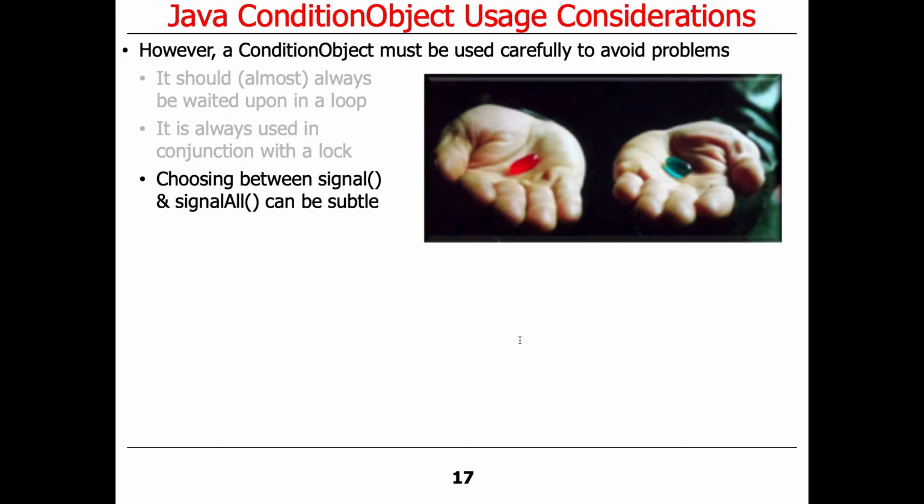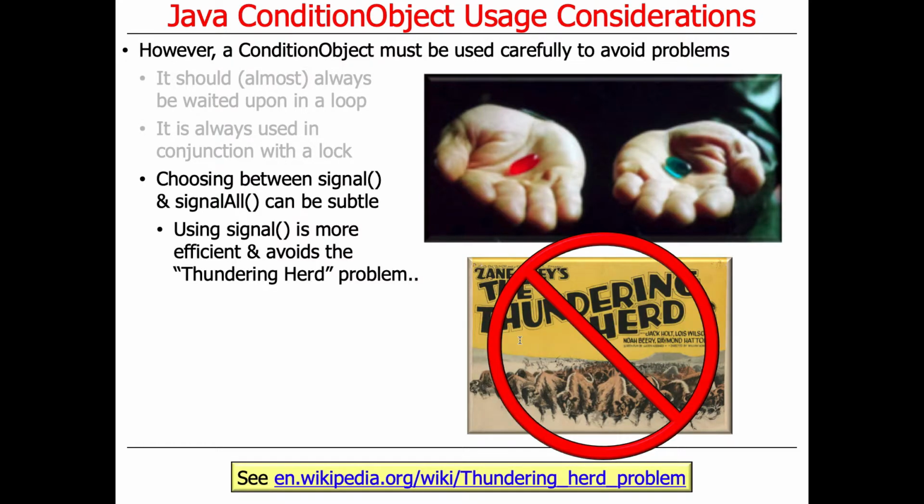Another really tricky thing that comes up all the time is, should I use signal or should I use signal all? Now, this is actually a very complex question. As a general rule of thumb, try to use signal if at all possible, because it's much more efficient. It's just going to wake typically one other thread up rather than waking all the threads up, which is what signal all does. And therefore, it avoids the thundering herd problem, because you're just waking one thing up, not everything up.